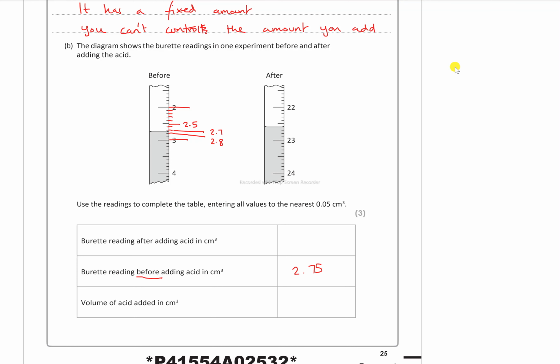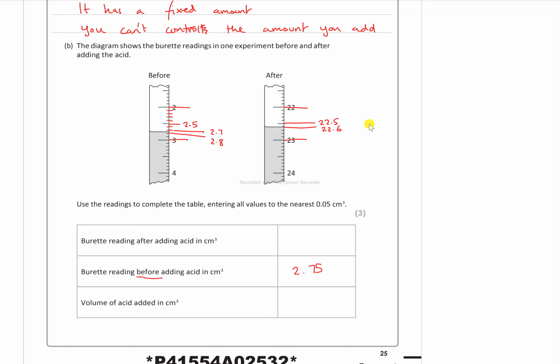Right, and after is, that's 23, that's 22, that there, can you see that's bigger, that one there is bigger, so that's going to be, let me get that right, 22.5, that there is bang on 22.5, 22.6.